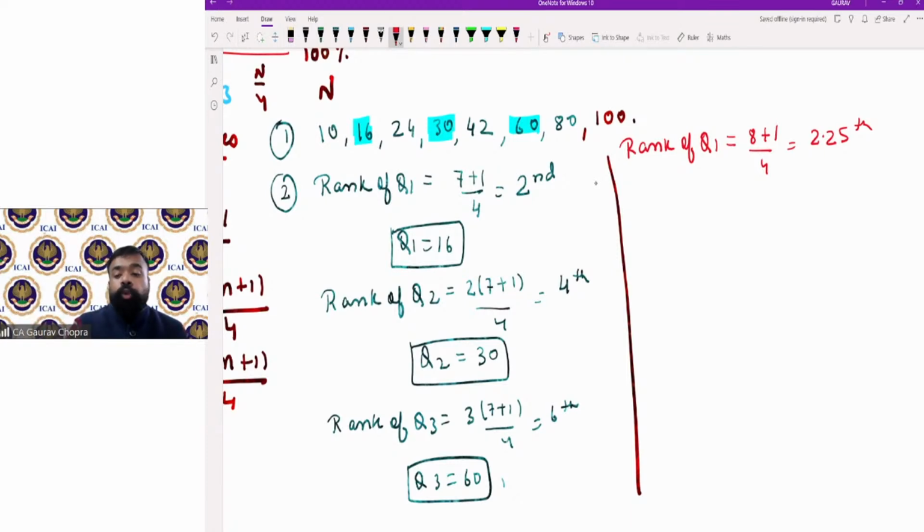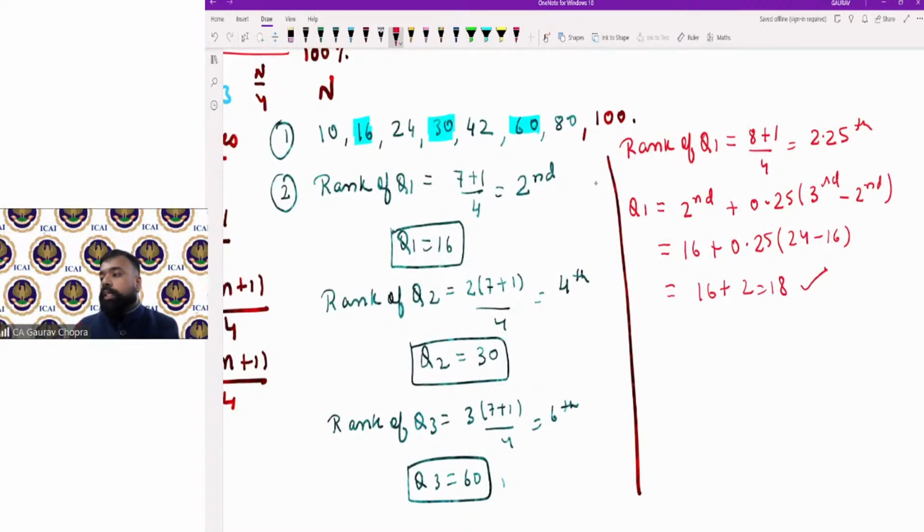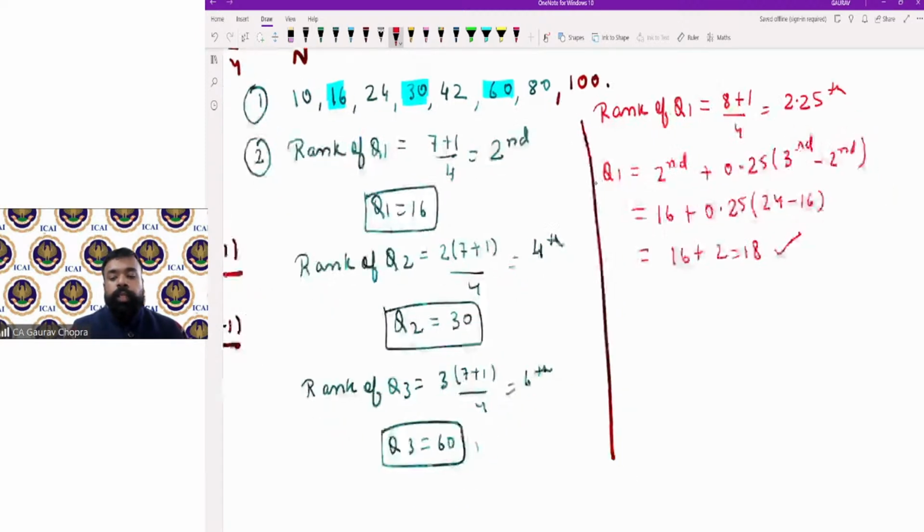Now, how to calculate 2.25? So let's do this. Q1 is equal to, now we have to split this, second plus 0.25 multiplied by (third minus second). Now 2.25 कहाँ आता है? It lies between the second rank and the third rank. ये second और third rank के बीच में कहीं पे आता है. तो आपने क्या लिखा? पहले second rank plus 0.25 multiplied by the difference of third and second. Now what is the second value? 16 plus 0.25, then 24 minus 16. So let's check what is the result. 18. So Q1 is equal to 18. So in this way you can calculate.